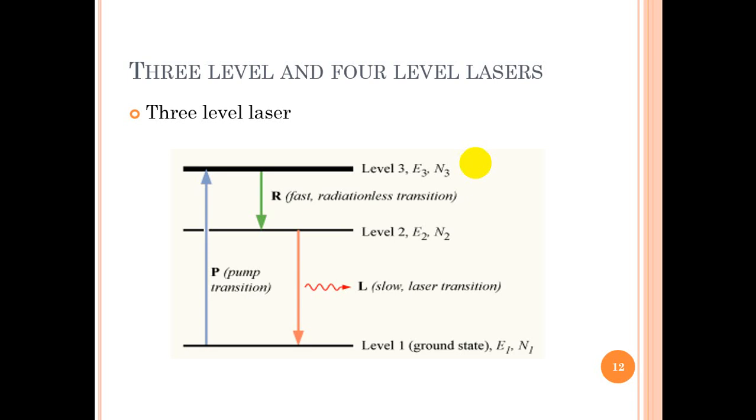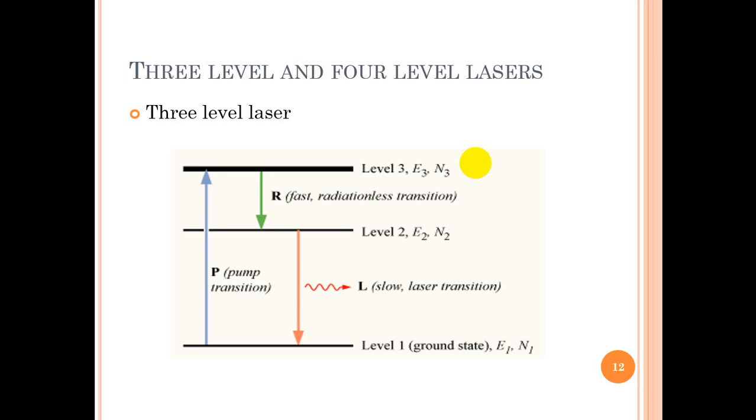Then the atoms make a transition from E3 to E2. The energy level E2 is the metastable state, having a lifetime of about 10 to the power minus 5 to 10 to the power minus 3 seconds. Thus the population of atoms becomes more in E2 as compared to E1. The stimulated emission occurs between E2 and E1, producing laser. Here E2 is known as the upper laser level and E1 is known as the lower laser level. An example of a three-level laser is a ruby laser.